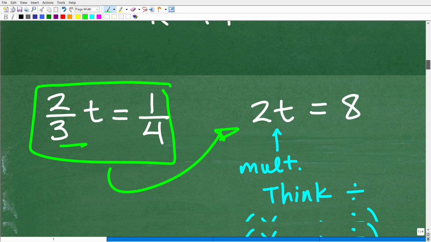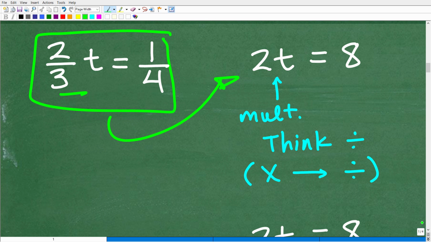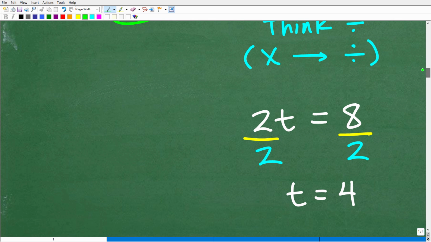So what happens when we have multiplication? Well, you might be thinking the opposite of multiplication, its inverse operation, is division. The opposite of multiplication is division. So you're like, all right, maybe we need to divide both sides by something. Maybe it's divide by 2 to solve for t, and that's exactly what we want to do. So 2t is equal to 8, so we're going to divide both sides of the equation by 2.